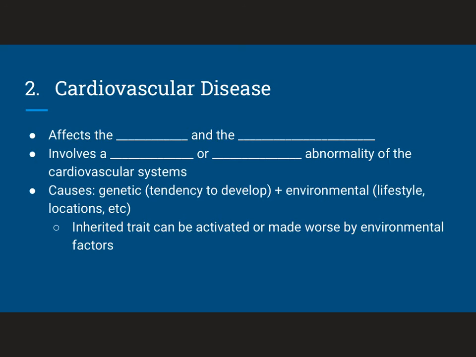For number 2, we're going to look into cardiovascular disease. The name cardiovascular is made of two different parts. Cardio means heart, vascular means vessels. So it's the disease that affects the heart and the blood vessels. Cardiovascular disease is actually the leading disease in the US, and it involves either a structural or functional abnormality of the cardiovascular system. So it can be either your heart or your blood vessels.